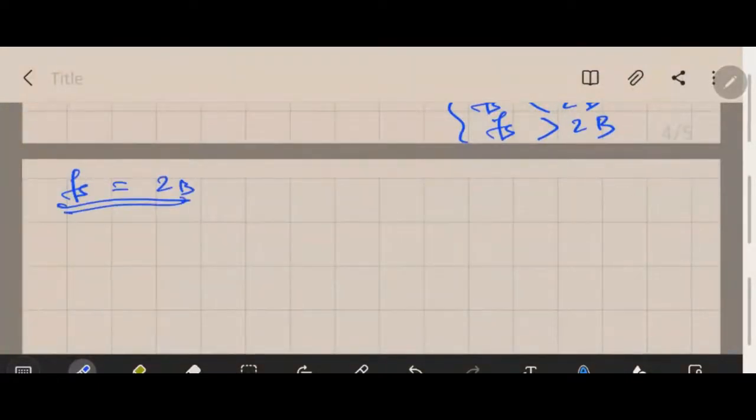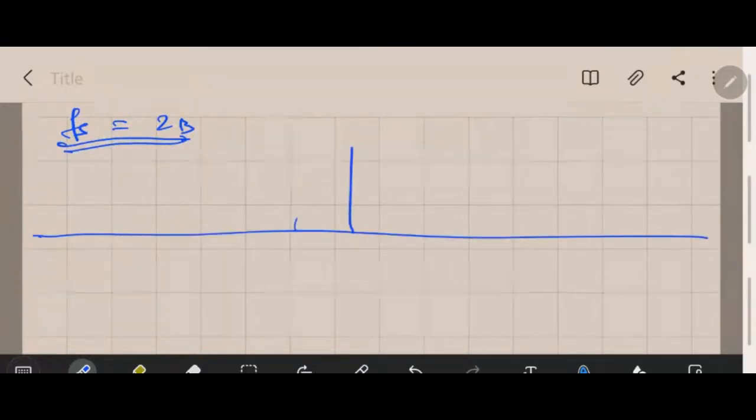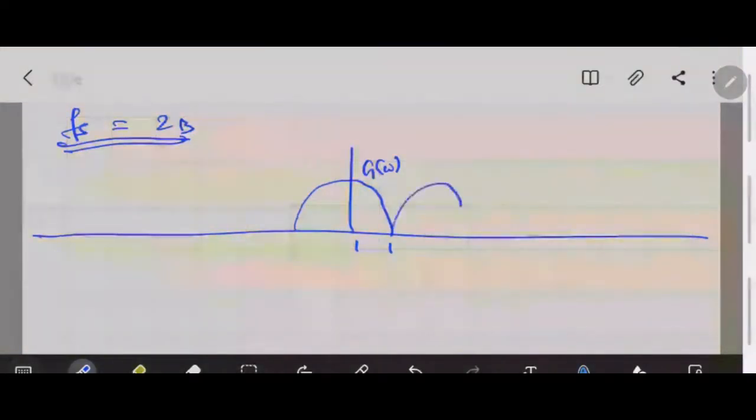Okay, fs is equal to 2b. That means the spectra would look like this. This is your g of omega. Okay, so here, fs equal to 2b means whatever this is the bandwidth, this fs will be exactly the double of that. Exactly the double means it will be exactly here, just near it, omega minus omega s.